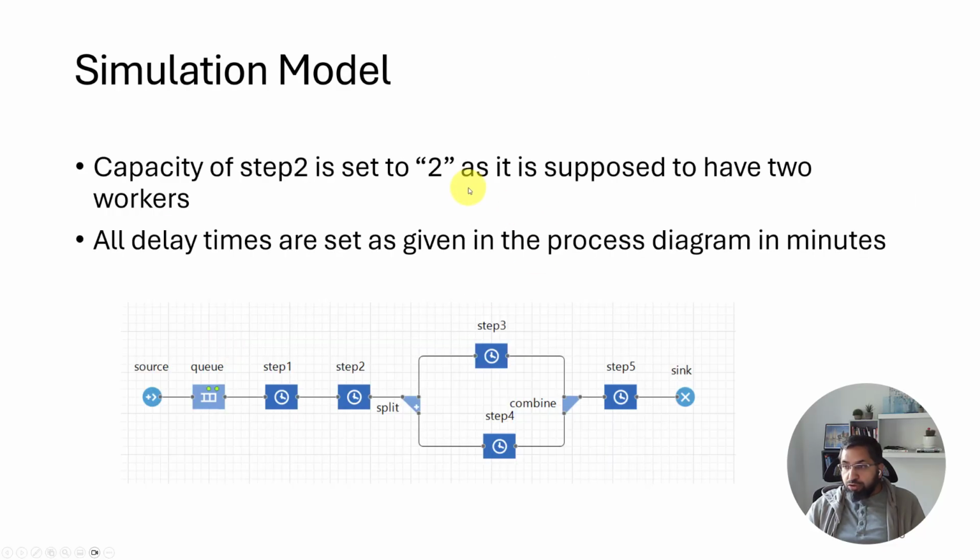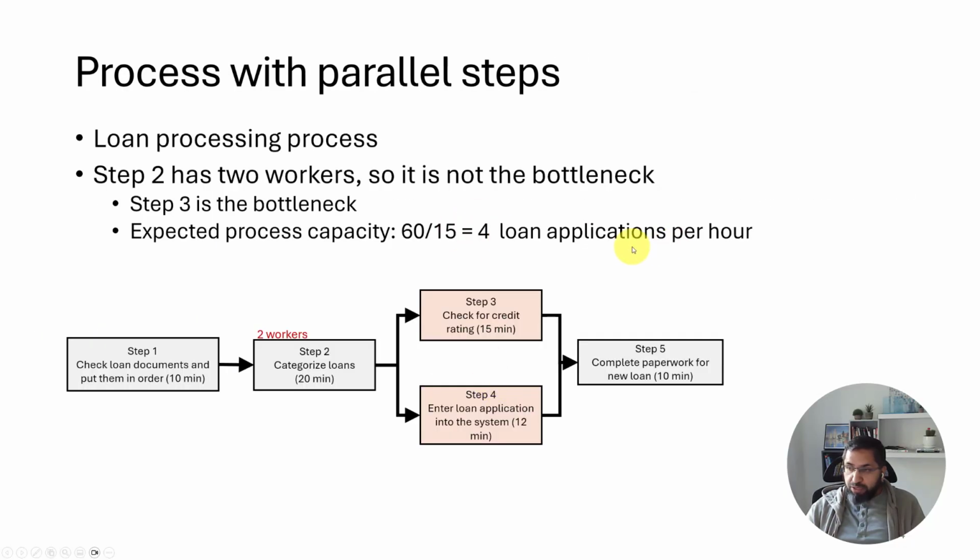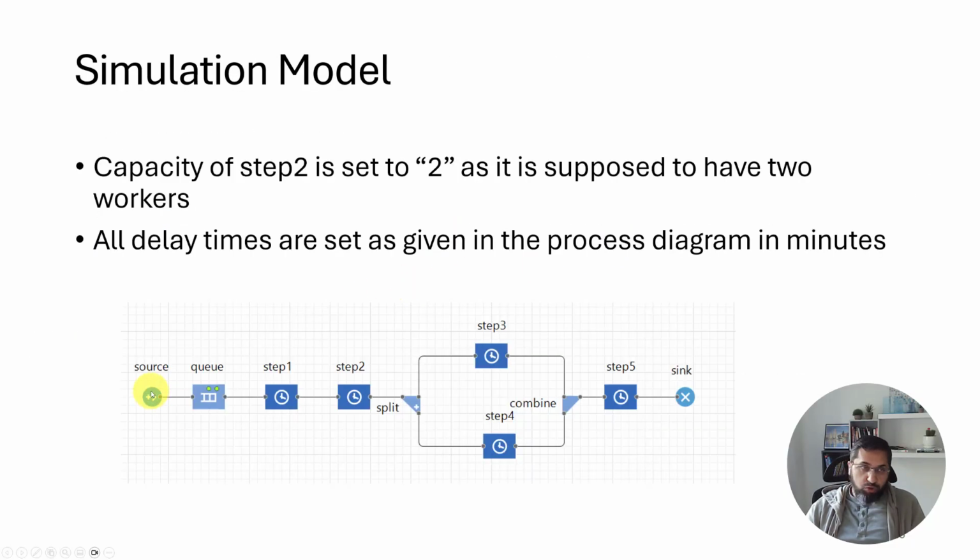Okay, so this is what the process diagram looks like. These are just simple delay blocks you've been seeing, and source and sink blocks. Because our expected capacity is 4 loan applications per hour, make sure you set the source to some number higher than 4 units per hour arrival so that you're not demand limited, because you want to check the capacity, how the bottleneck is affecting our output. We are not trying to see what happens when demand is very low.